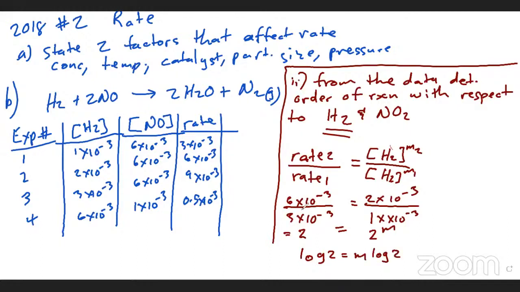So all you're going to do is divide rate 2 by rate 1, the second over the first one. When you get the answer, 2 is raised to the power of M. They use log to solve it, so all you do is put log in front of this 2. I get log 2 is equal to M log 2. So to get M, it's equal to log 2 over log 2. You're going to get 1.